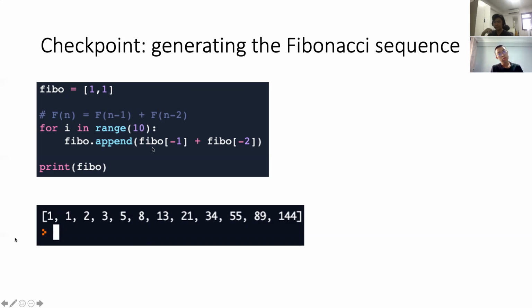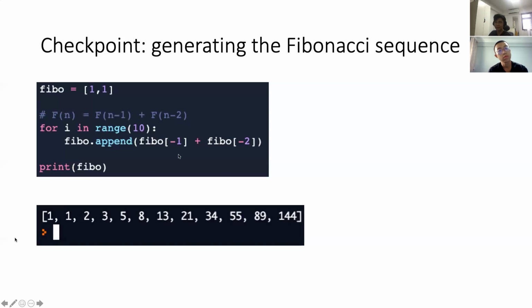Remember that in the previous lesson, we learned that when we put a negative index, it accesses from the end. Minus 1 is the last element, and minus 2 is the second last element. So if I take fibo[-1] plus fibo[-2], I take the last element and the second last element and add them together. And that is, by definition of the Fibonacci sequence, the next number in the sequence. So then I append it to the Fibonacci list.